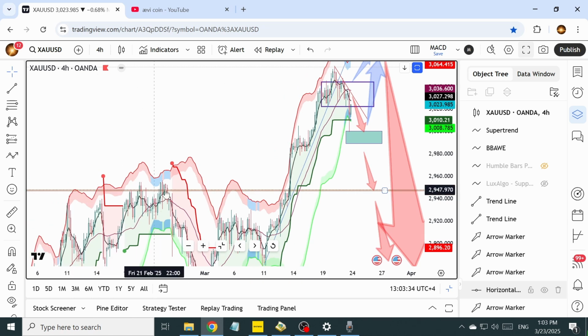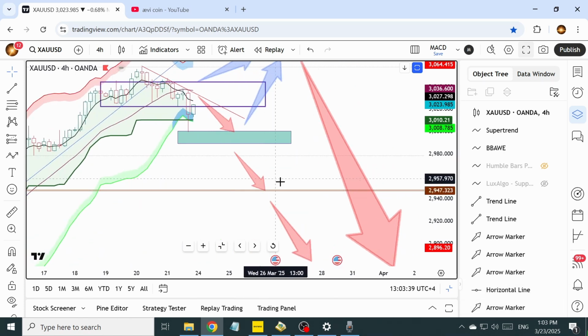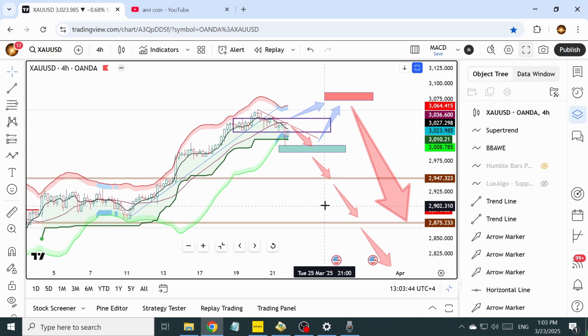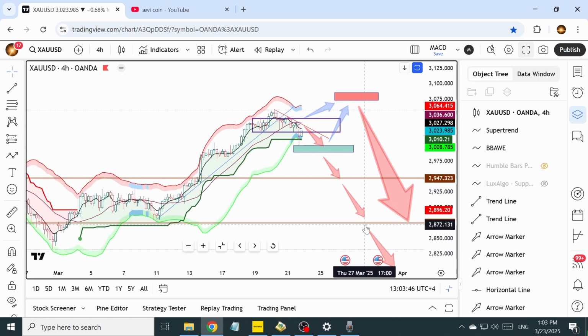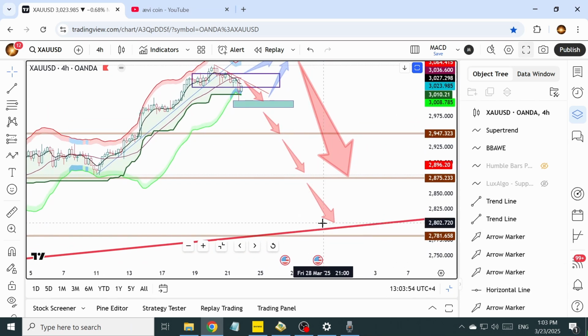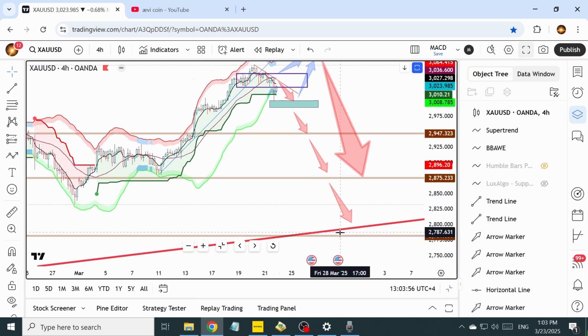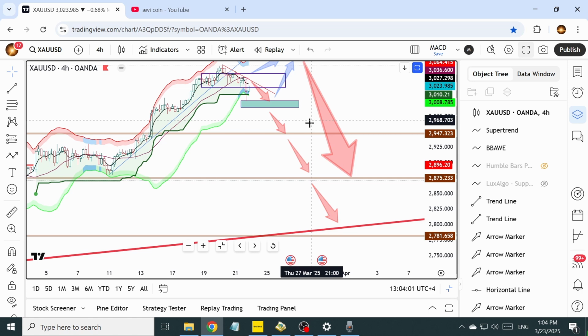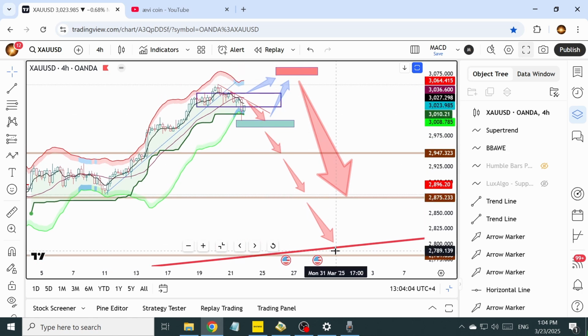As you see, this level was a resistance. Now it could become support, and in case this breaks, we might see a continuation. The second support will be 2,875. The support below that will be 2,800, as well as the old trend line of the gold price. Now, I don't think we will see this massive drop in 1 week. It might take more than that. It could take 2 weeks of movement.